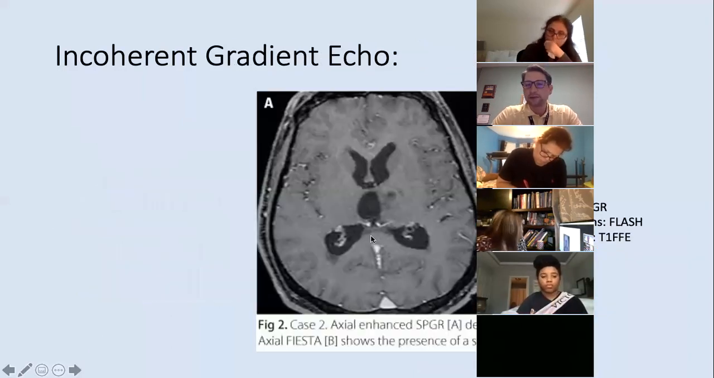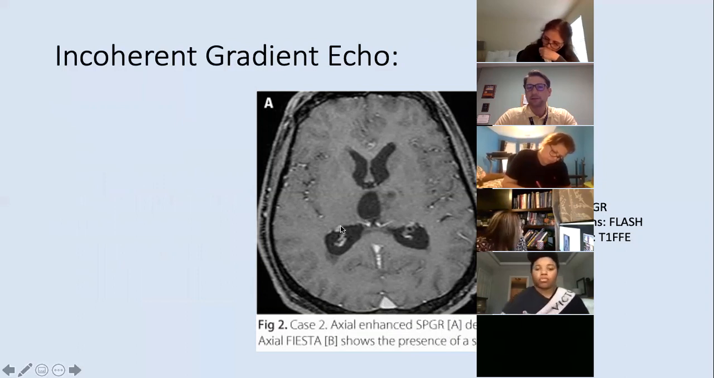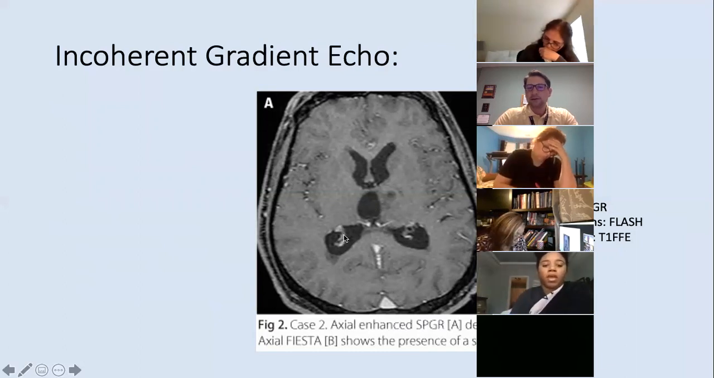So this is what it looks like. This is a T1 incoherent gradient echo pulse sequence. Post-contrast, because you can see the gadolinium within that superior sagittal sinus, within the choroid plexus here, within the sulci of the brain, the meninges. So fluid is dark, so we know it's a T1. It's post-contrast because the blood vessels are bright with contrast.